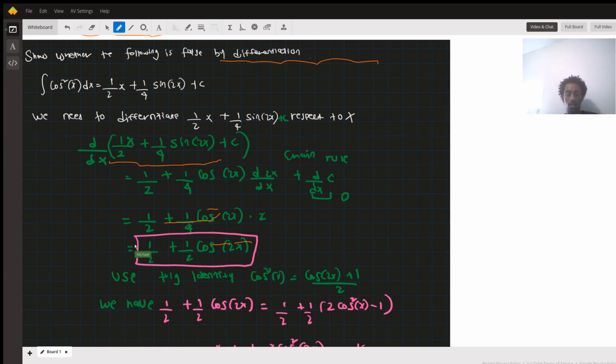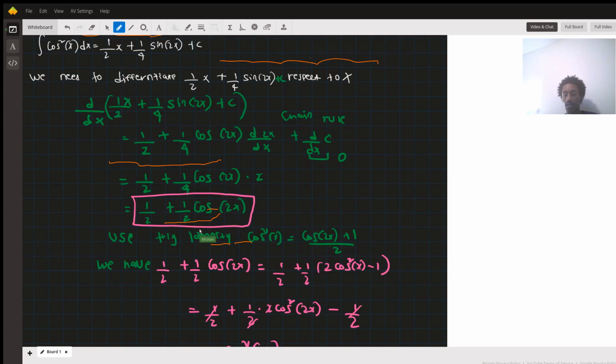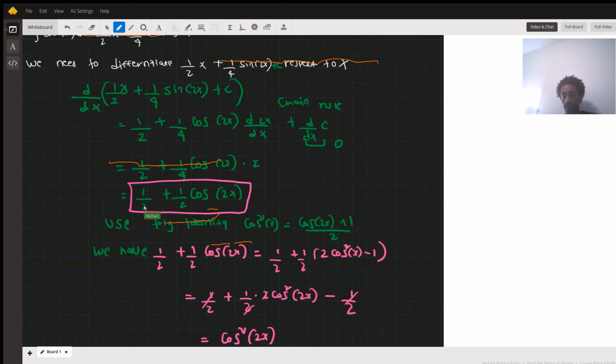Now we can use a trig identity. We can use this trig identity: cosine square x equals cosine 2x plus 1, all over 2. So we have the right side of the derivative. This is what we got, right?